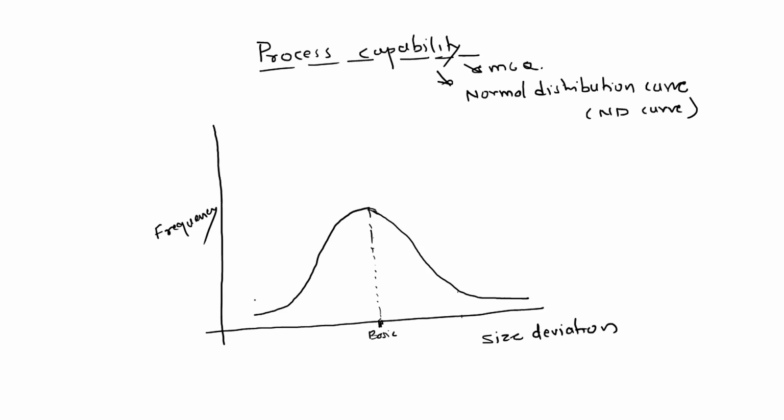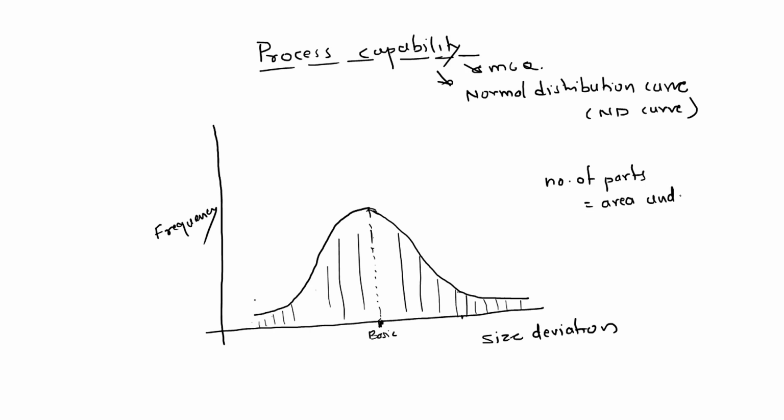So the frequency of occurrence of a part at this size is only this much, but the frequency of occurrence of a part at this size is very high. These are the various frequencies on the graph. If I add all those frequencies, each and every frequency, I will get the number of parts under study. Number of parts is equal to the area under the ND curve.